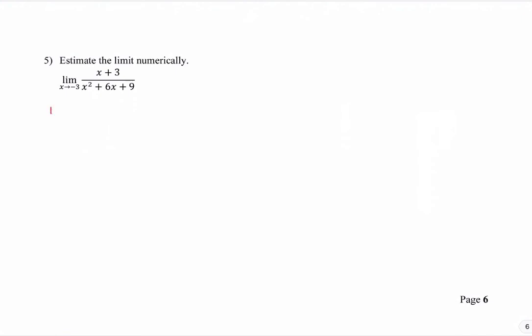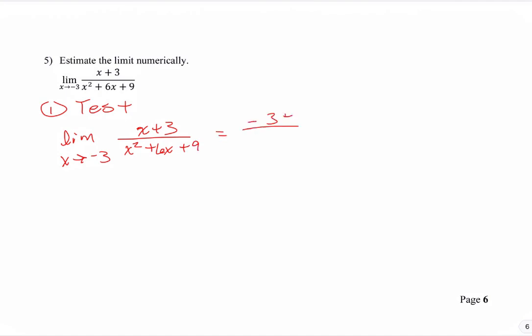Now, again, the first thing I do is I test. So I have the limit as x goes to negative 3 of x plus 3 over x squared plus 6x plus 9 equals negative 3 plus 3 over 9 minus 18 plus 9. So that is 0 over 0, so that's no solution. So two, I factor.